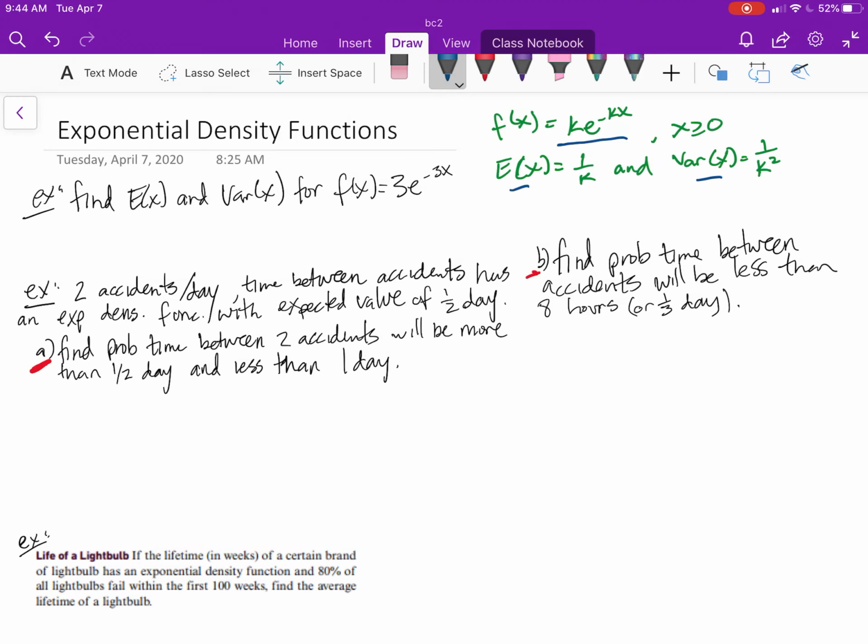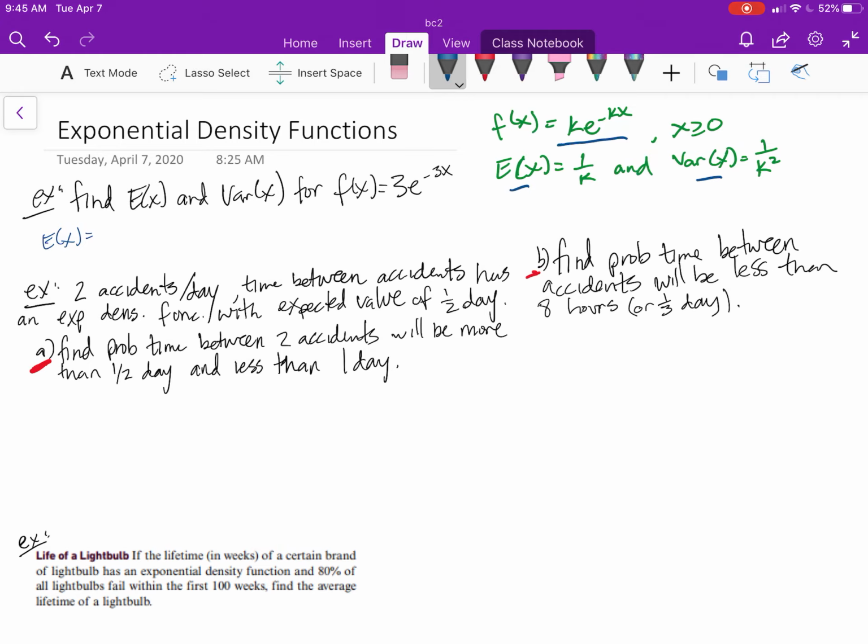So first, let's just take a look at this and do a generic problem. If I have this exponential density function, what is the expected value? Well, it's 1 over k. Expected value is 1 over k. So all we really need to do is find out what k is.